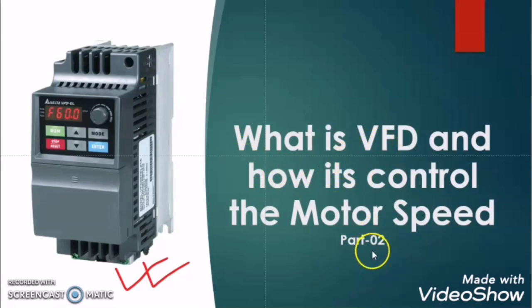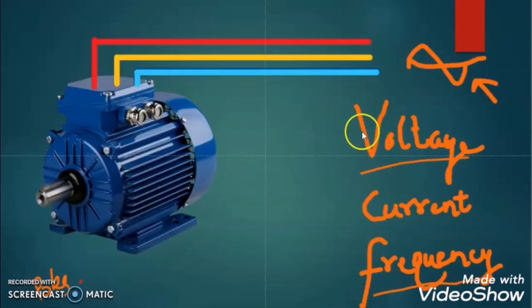This video is the second part for the variable frequency drive. In this video, we will discuss how the variable frequency drive overcomes all the problems which we discussed in part 1. In the part 1 video of variable frequency drive, we discussed that in order to control the speed of the motor, we have to control the parameters of the power supply, and there are three parameters for the power supply: voltage, current and frequency. If we are able to control any of these, then we can control the speed of the motor.